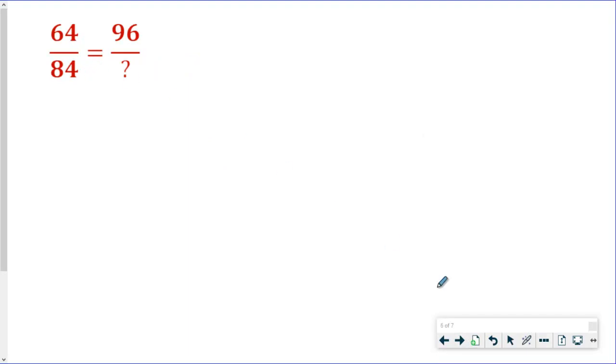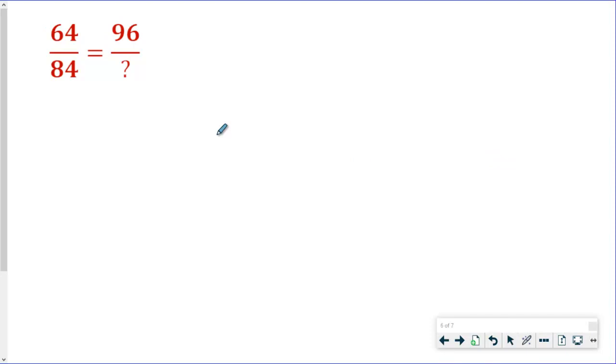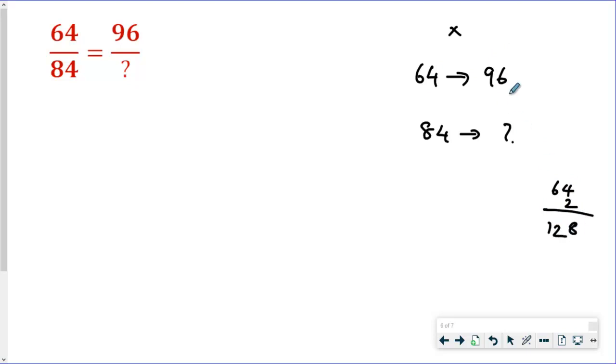Now here also two fractions are given, both are equivalent fractions. The first one is 64 over 84, and the second has 96, and we want to calculate the denominator value. Here you can see 64 and 96. This is a small value, that is a big value, so we have to multiply. But if you multiply 64 by 2, 4 2s are 8, that gives 128, and our answer is less than 128. So by using this method we can't do it.